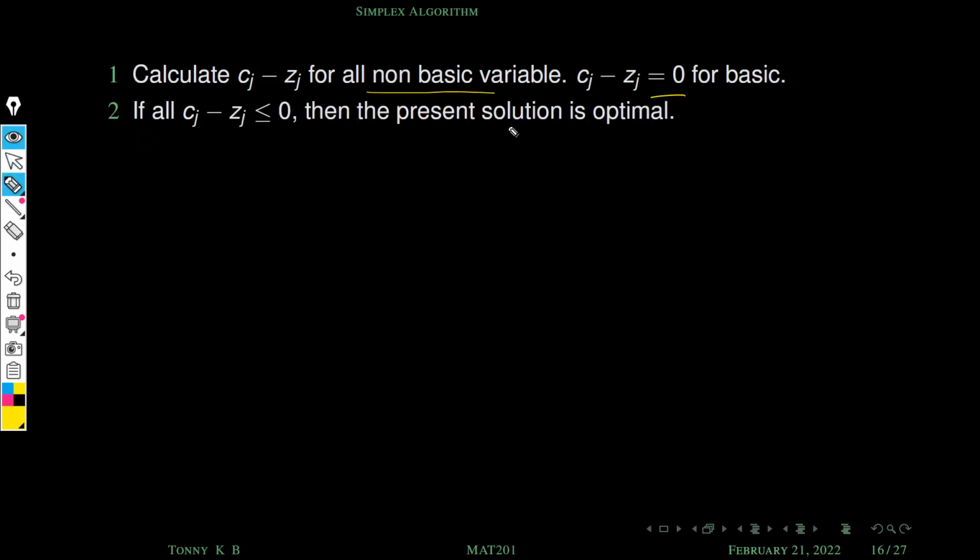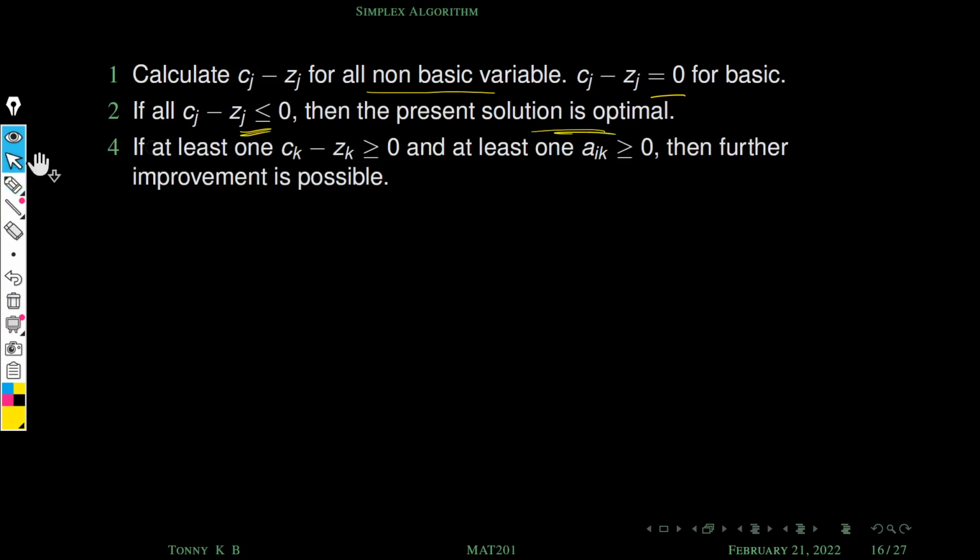Then, this is the condition for optimality. After a particular table, if all the Cj minus Zj are less than or equal to 0, then the present solution is optimal. Okay, that is the present solution. Suppose this is not the case. Suppose at least one Ck minus Zk is positive, greater than 0, and at least one Aik is greater than 0, then further improvement is possible.